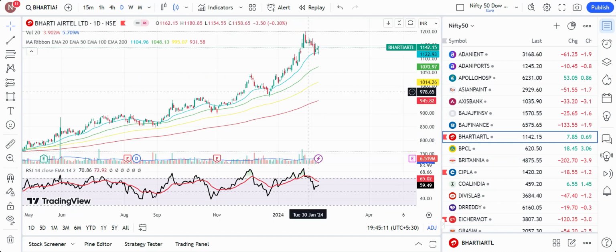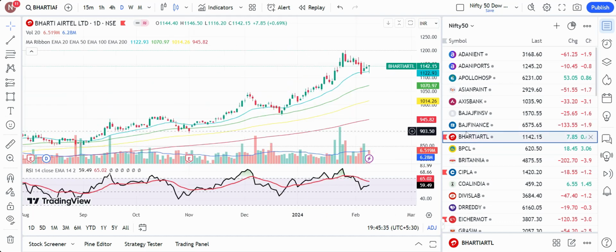Bharti Airtel, if you look at Bharti Airtel, it's taken support at the 20 moving average. You've got RSI at 59, which means the stock is in a bullish trend. Your volume is also above the 20-day moving average. If you see, you've got basically a hammer candle here. Let's zoom in. Sellers try to push the price down, but buyers fought back, and ultimately you have a 0.69% increase.